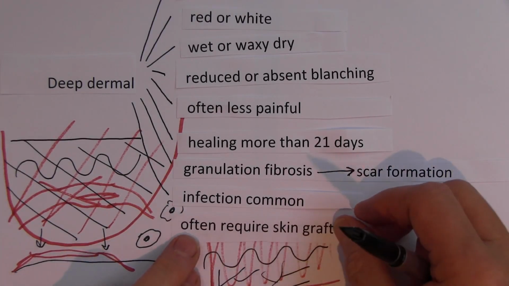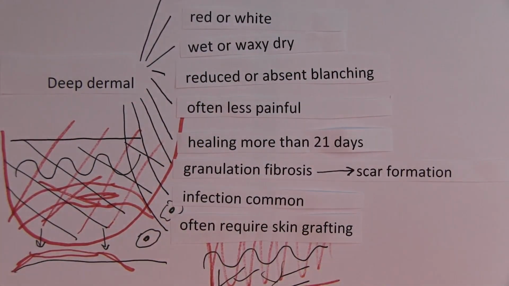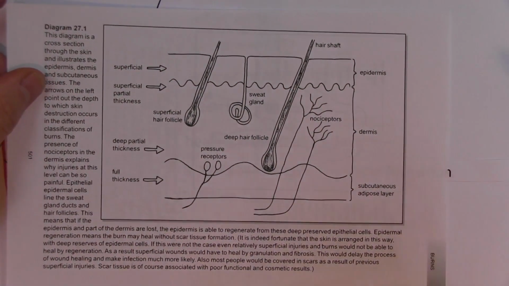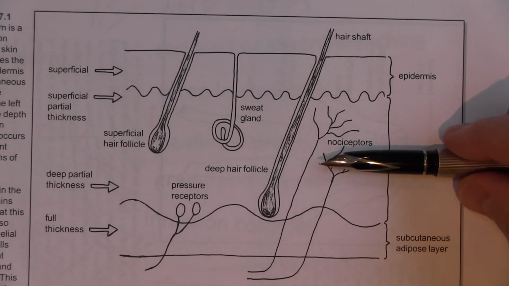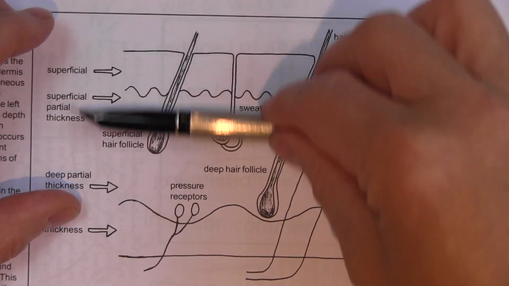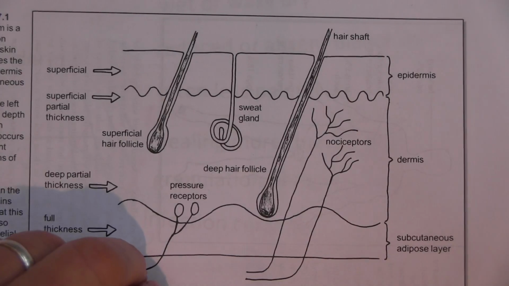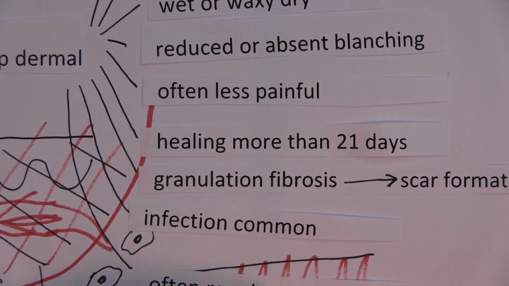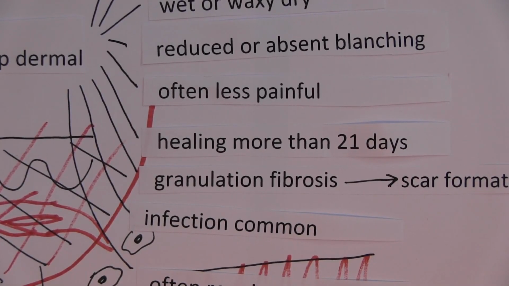So very often what we do in plastics units or burns units is skin grafting, split skin grafting. So in a split skin graft, healthy skin will be shaved off from a part of the body. Split skin graft, splitting the dermis. This top part will be taken and grafted onto the damaged burn. And very often you get very good results with this, as long as the recipient area is well prepared.